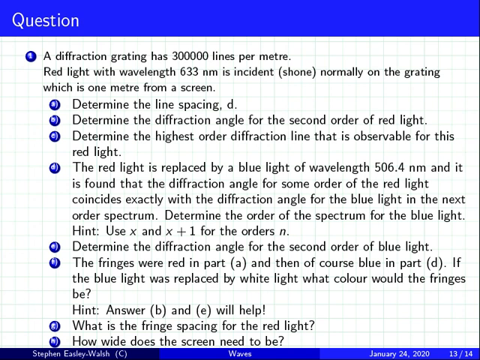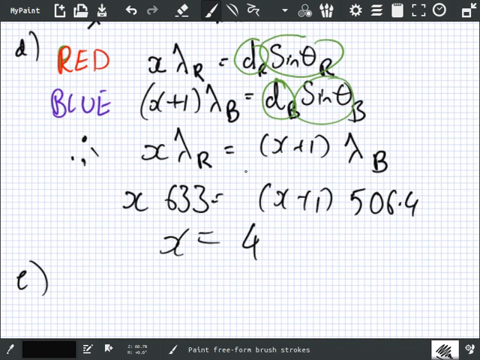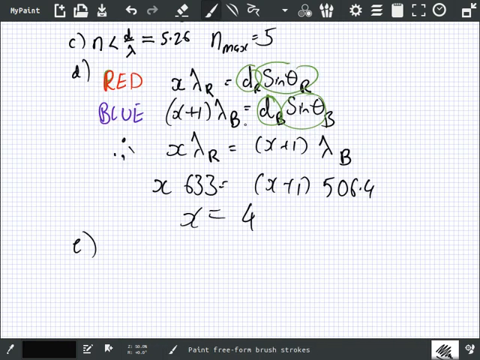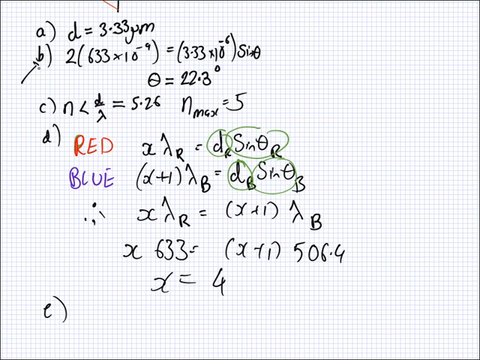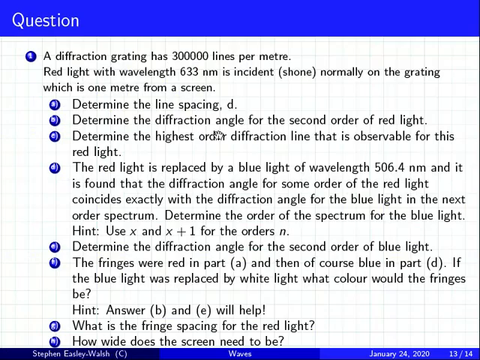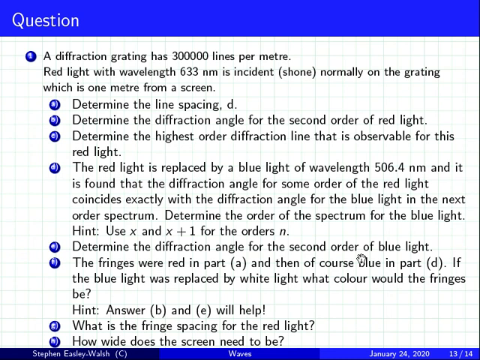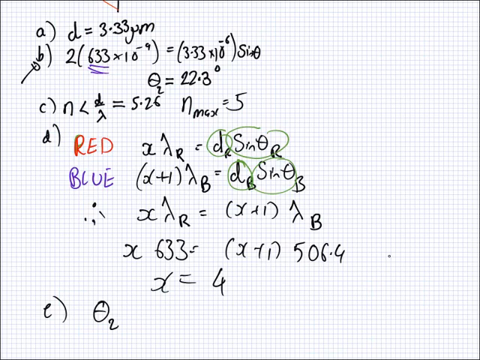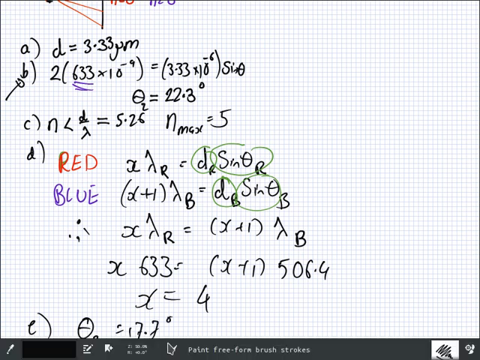E. Determine the diffraction angle for the blue light, the second order. Well, this is the same as what you did earlier, isn't it? In part B. Yeah. What do you get here? For the second order, this is the same as this. You just need to change this to 506.4. So just change that to 506.4 and tell me what you get now for the blue light. 17.71.